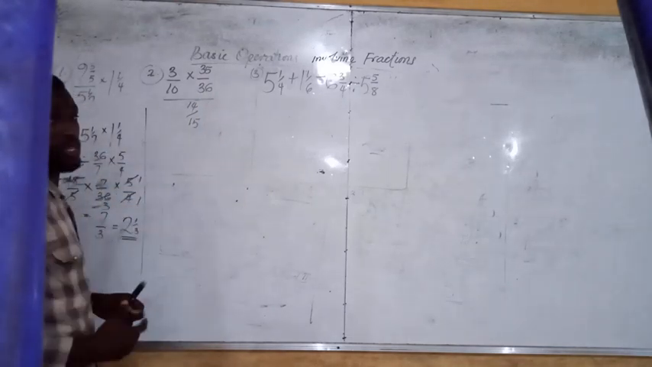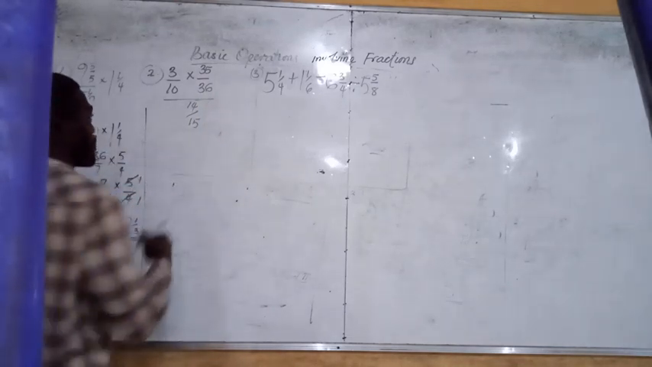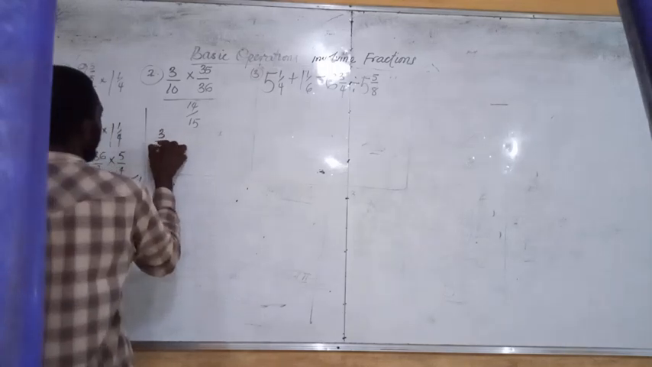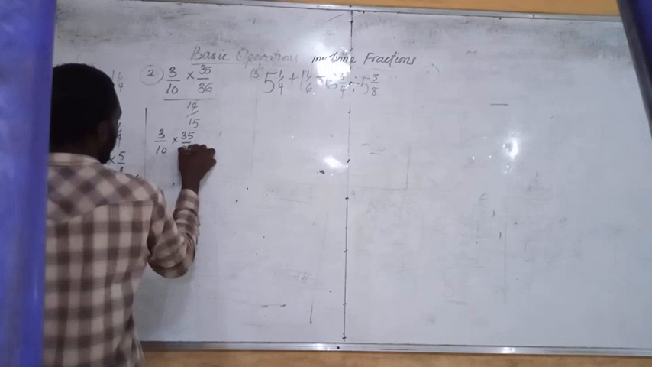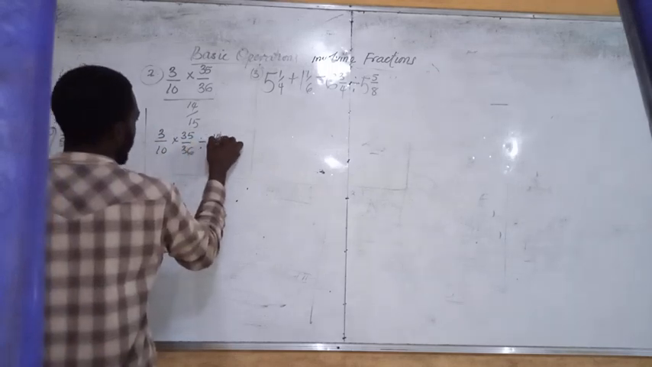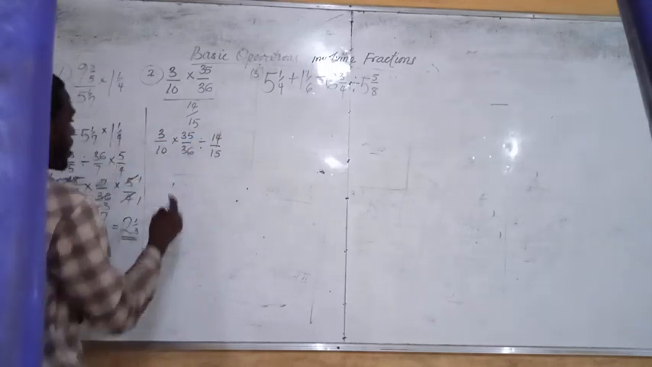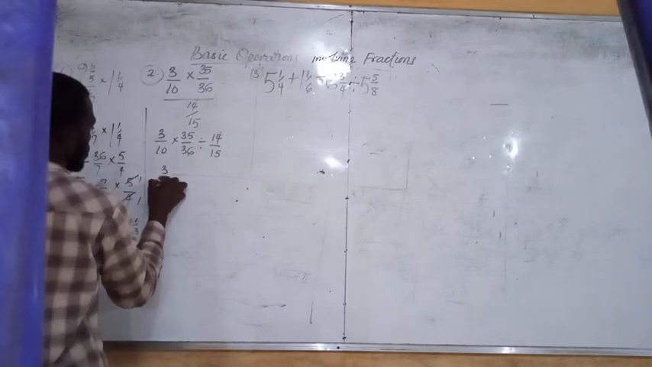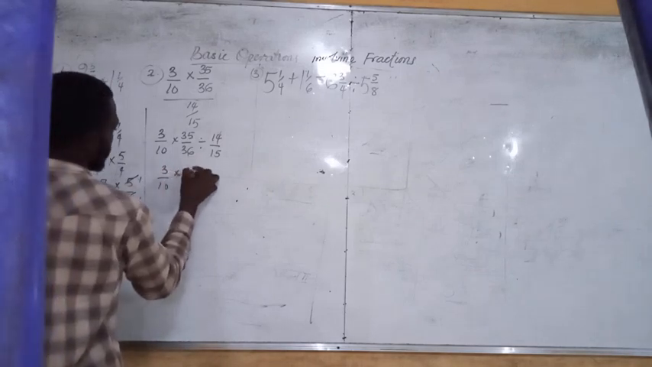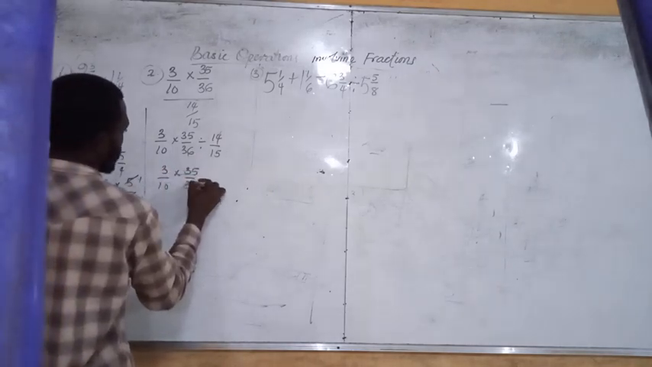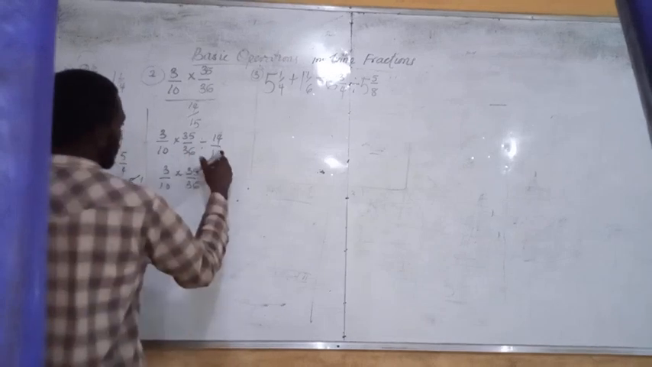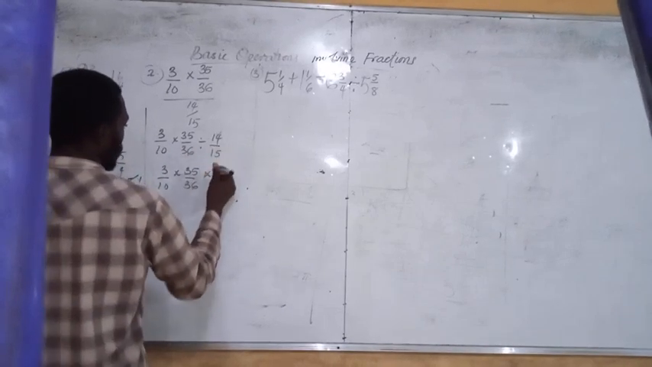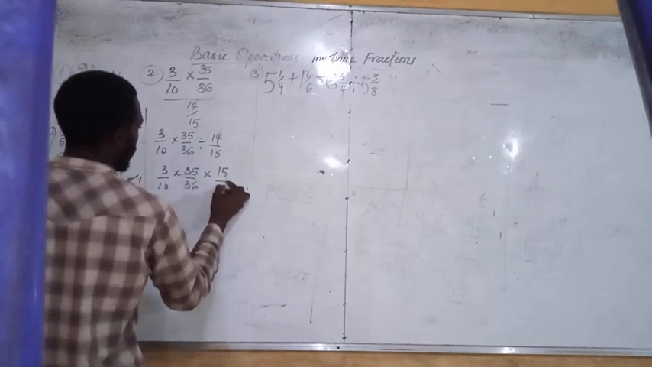Put everything on the same plane, and it's going to be 3/10 times 35/36 divided by 14/15, and hence it's going to change to 3/10 times 35/36 times. Remember, division changes to times. This one is going to go up, and this one will come down, by 15/14.